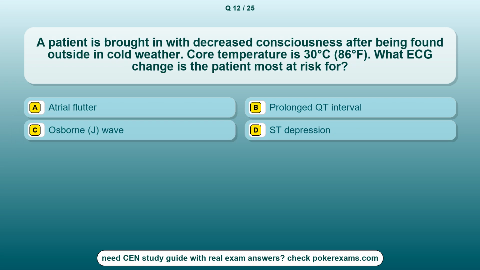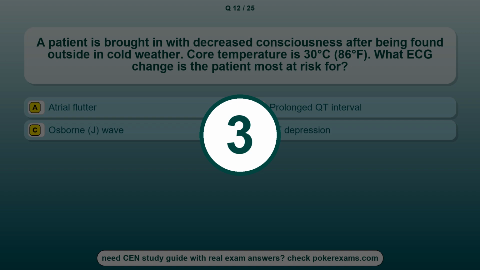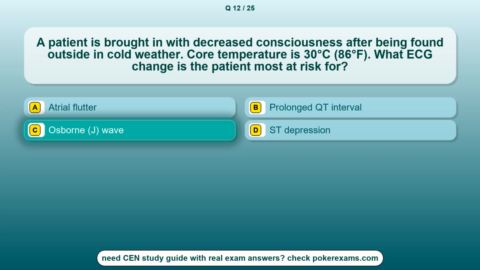Question 12. A patient is brought in with decreased consciousness after being found outside in cold weather. Core temperature is 30 degrees Celsius, 86 degrees Fahrenheit. What ECG change is the patient most at risk for? Option A, atrial flutter. Option B, prolonged QT interval. Option C, Osborn J wave. Option D, ST depression. The correct answer is option C, Osborn J wave.